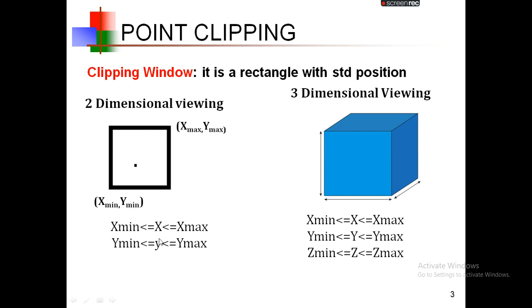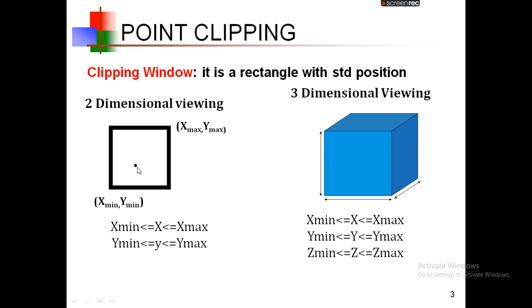And you also check whether the y coordinate ranges from y minimum to y maximum or not. So if the y coordinate value is greater than or equal to y minimum and less than or equal to y maximum, it means that for the given point P, its y coordinate also lies inside the clipping window. Then we need to accept this point P and display it on the screen of the monitor.